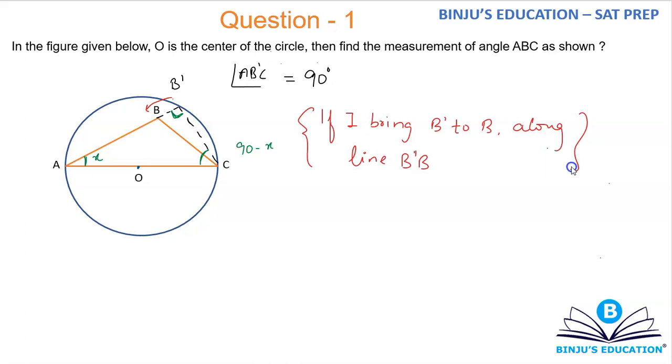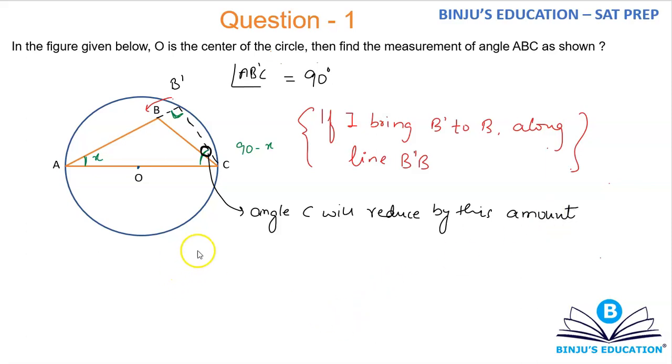At the same point of time, I can also see that angle C is going to reduce. So angle C is going to reduce by this much amount. You can see it in here. Now angle A is constant, and C is reducing. I know that the sum is 180.